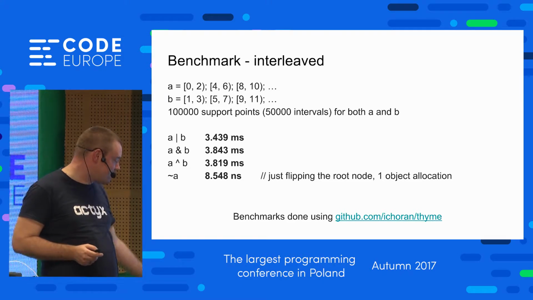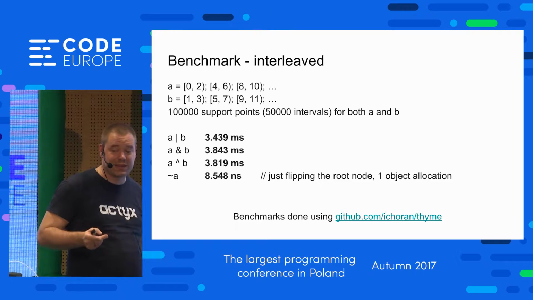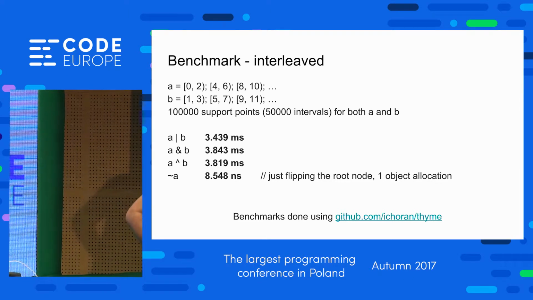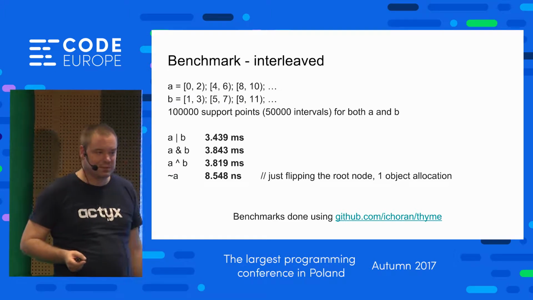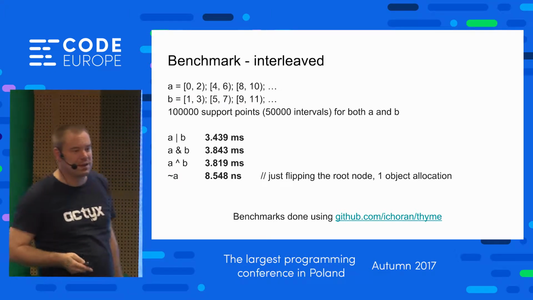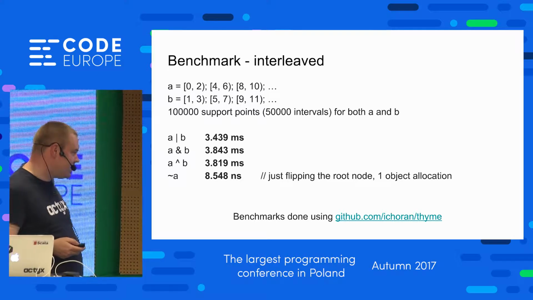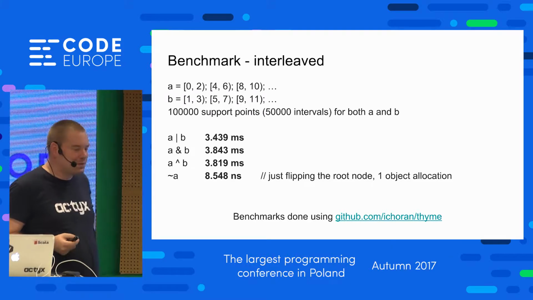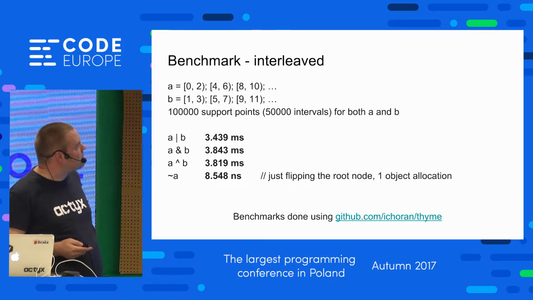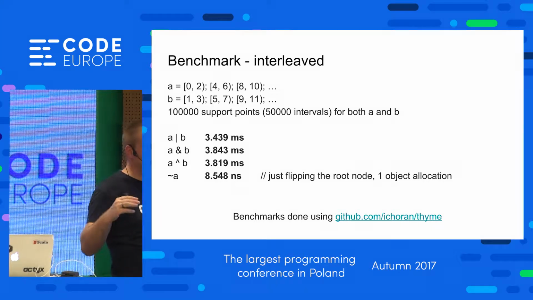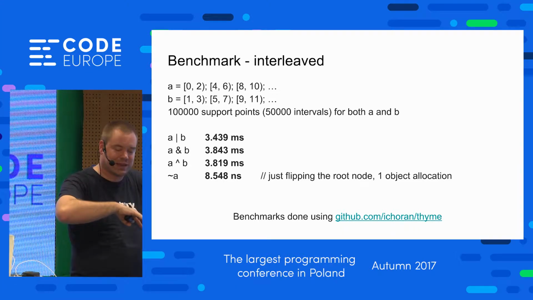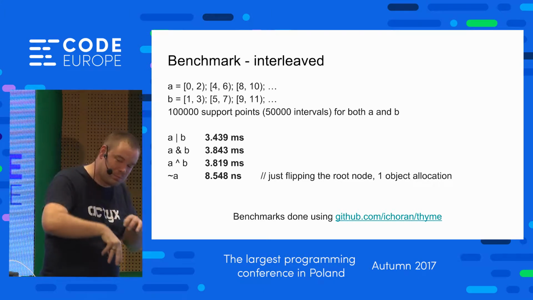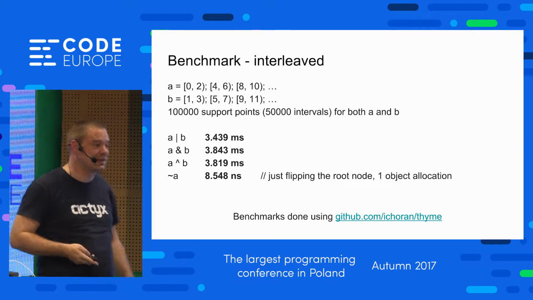One thing we see is negation. As I've said, it's an O(1) operation, so it actually takes just 8.5 nanoseconds on my machine. That's basically just allocating one object on the JVM. So you can't get below that if you use functional data structures. This is the interleaved case, where the trees are in such a way that you cannot reuse big parts because they are interleaved. You have to go pretty deep into it before you can reuse leaves.